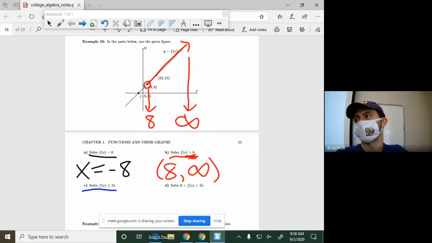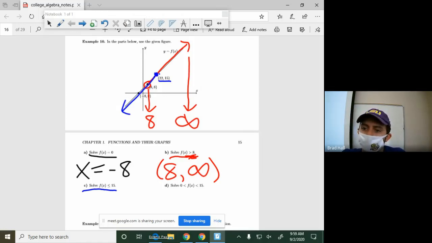Solve when the function is less than or equal to 15. Okay, so let's start with where the function is 15. Seems to be right there. I'm going to fill that in, a filled-in circle, a filled-in point, because now we have equal to as well. And we want to know when the function is less than this point. So less than. Now in blue, I have that region shaded.